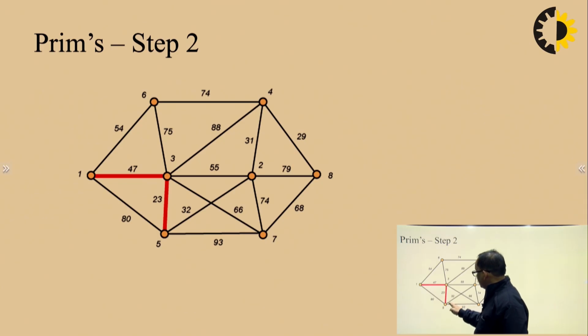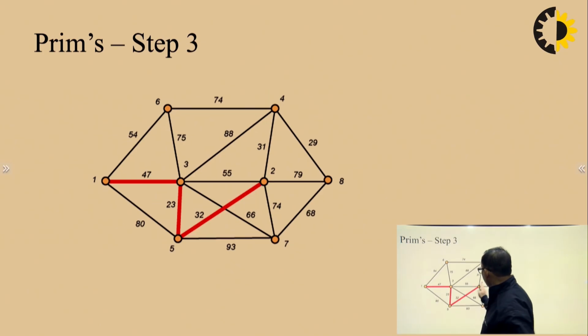It means the edge which connects vertex number 5 and vertex number 2 has the minimum weight. So now this edge will be included in the minimum spanning tree. By adding this edge to the minimum spanning tree, a new vertex is included in the spanning tree, and that is vertex 2.